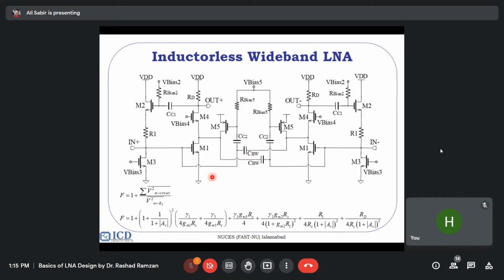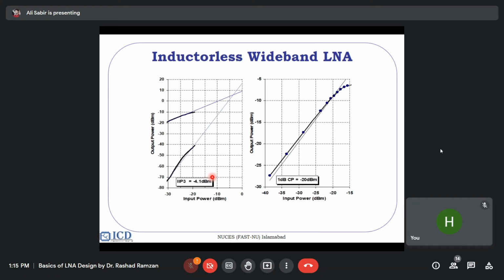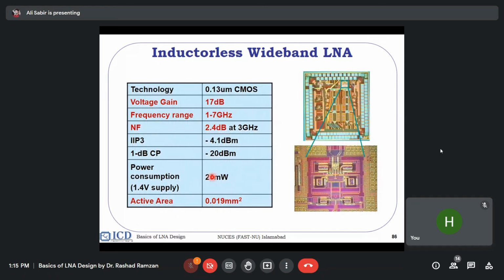After a number of simulations and optimizing all these things, we manufactured this one, and these are the measurement results which are listed here. The voltage gain was 17 dB. The technology is 130 nanometer CMOS. The frequency range is 1 to 7 gigahertz. Noise figure is 2.4 dB, and the power consumption is just 25 milliwatt. The active area is very, very small because this amplifier is not using any inductors.